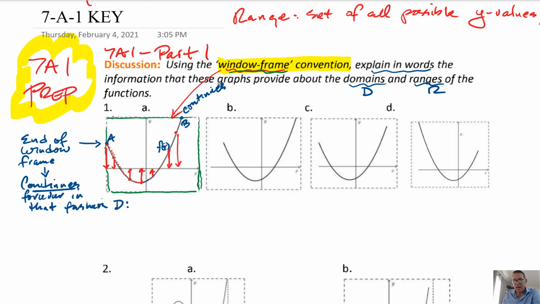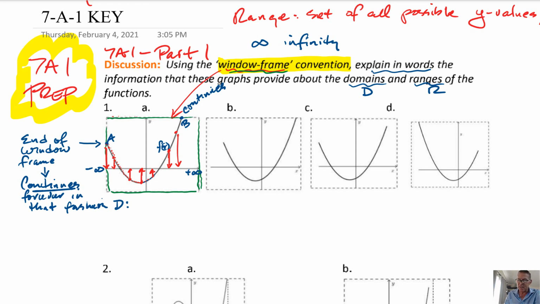Now, because this graph goes forever to the left and forever to the right, the domain is infinite, meaning it's the set of all reals. There's no end to the domain to the left. This graph keeps going to the left towards negative infinity, and keeps going to the right towards positive infinity. You'll get used to these symbols. This is the infinity symbol. Hopefully you saw that before in your previous course in Algebra 2.